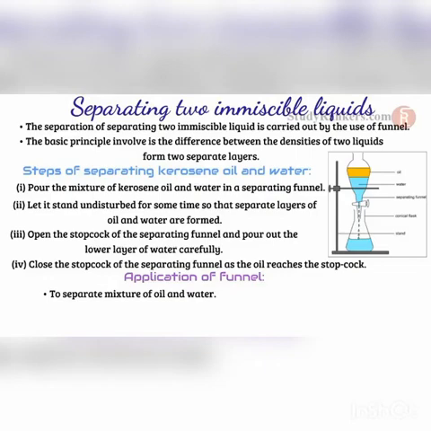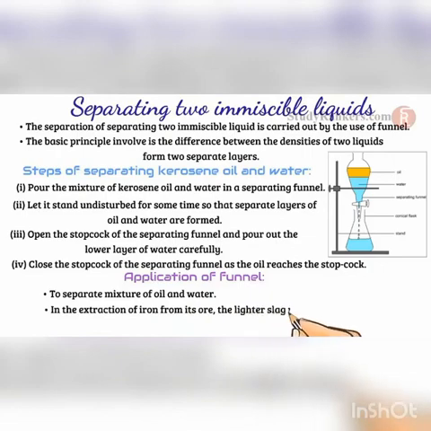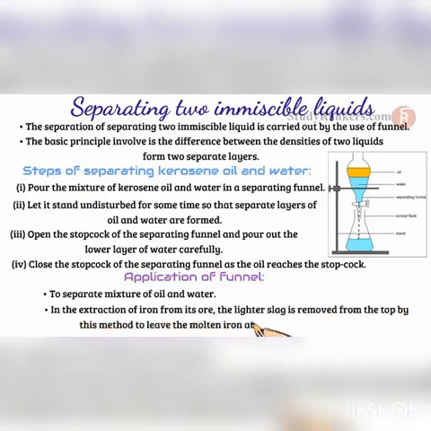Let's see some applications of the funnel. It is used to separate a mixture of oil and water. It is also used in the extraction of iron from its ore. The lighter slag is removed from the top by this method to leave the molten iron at the bottom in the furnace.